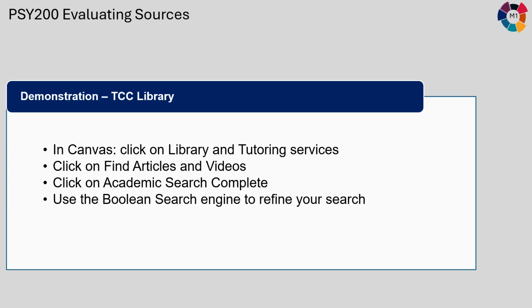I put Academic Search Complete as a suggestion, but you don't have to use that one. They also have linked PsycInfo and I think PsycNet. Without looking, I'm not 100% sure by memory, but they've linked a couple of academic search engines right there in that portal. Then you can use the Boolean search engine to refine your search. And what is that? So basically that's where at the top of the screen you see 3 or 4 little blank entry fields where you can enter information.